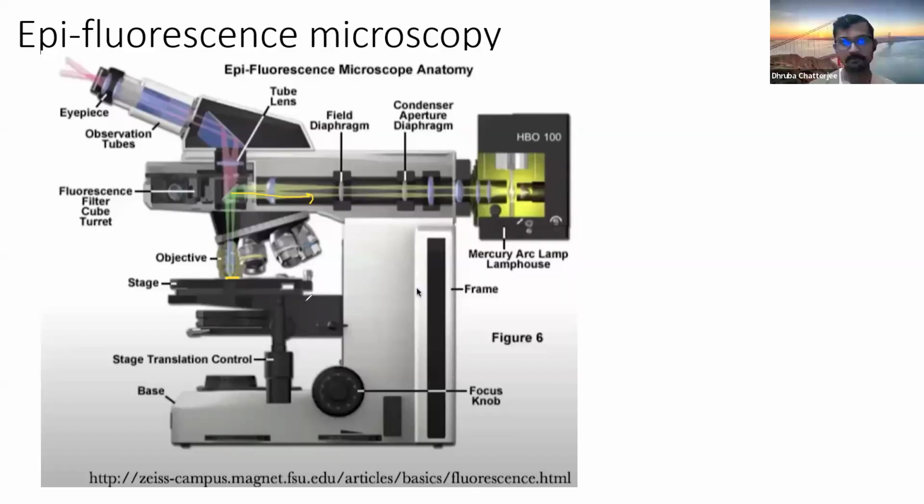Now I would like to introduce one more concept here. In this setup, if you are just exciting your sample with monochromatic light of a certain wavelength, then your sample, which is labeled with the fluorophore, is getting excited and is giving you the light.